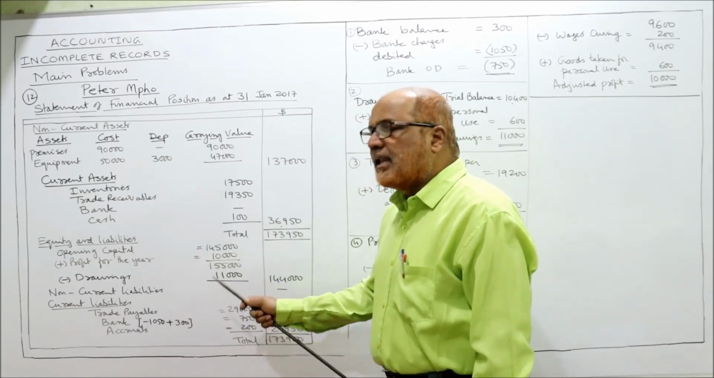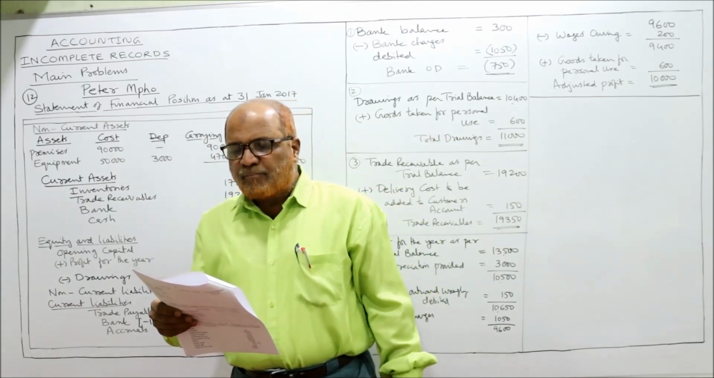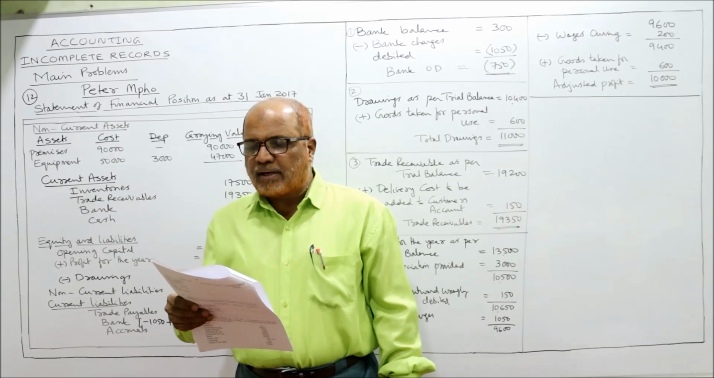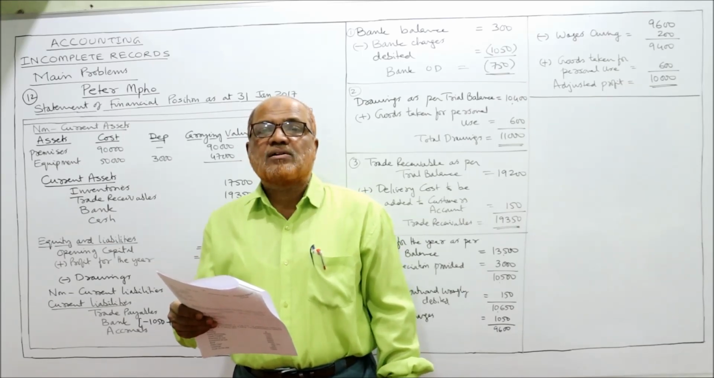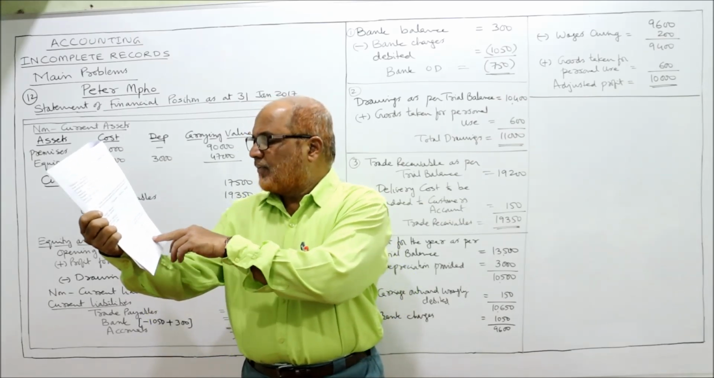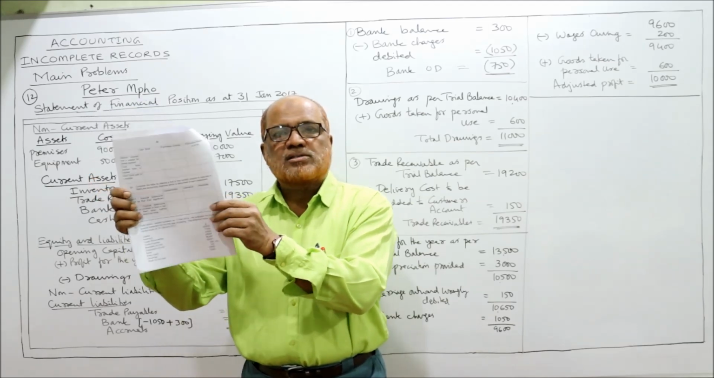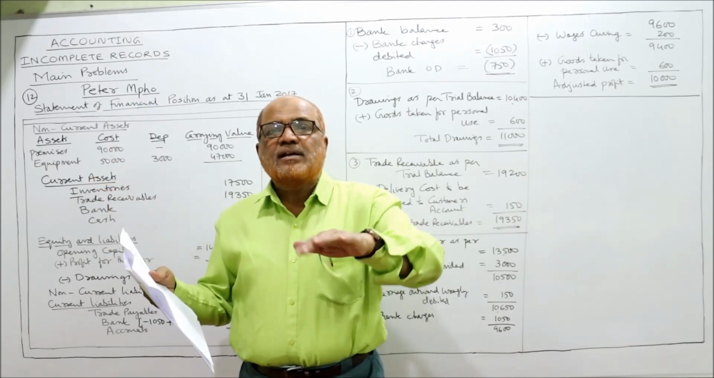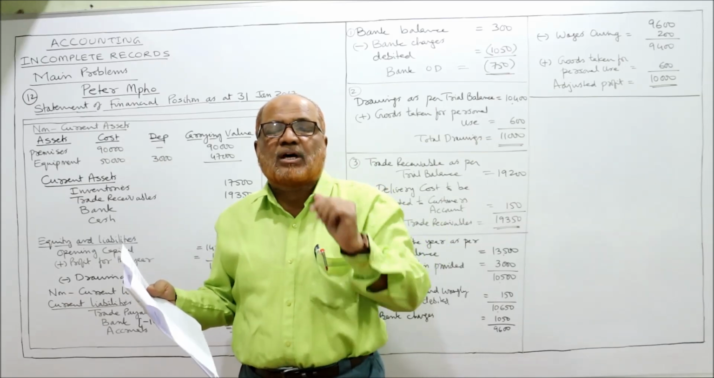Drawings are 11,000. Next one is equipment should have been revalued on 31st Jan 2017. The estimated value at that date was 47,000. Actually, equipment cost was 50,000. In the trial balance, equipment cost is $50,000. But in adjustment, it is saying it is revalued at the end of the year. And now its value is 47,000.